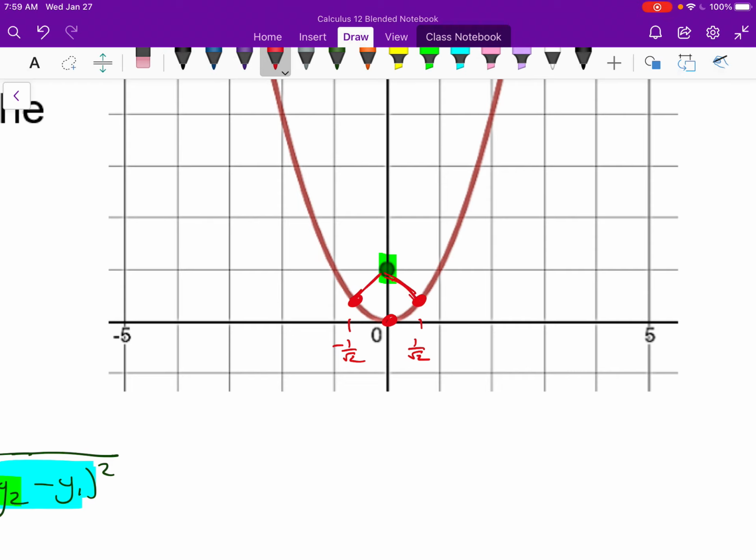I know those are shorter than this point here, just visually by looking at it. If I'm not sure, I could just plug these coordinates back into my distance formula, and I'll get a longer value for at 0, 0. But I don't need to do that. I can just see that here. So what I can see here is that these are my absolute minimums. There's a tie. There's 2 of them. This is a local max.